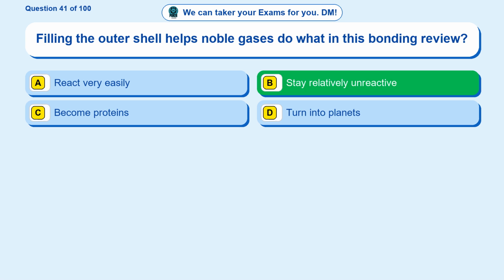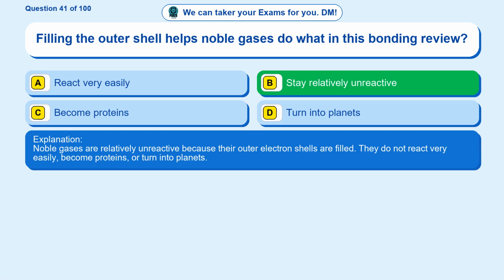The correct answer is option B. Stay relatively unreactive. Noble gases are relatively unreactive because their outer electron shells are filled. They do not react very easily, become proteins, or turn into planets.